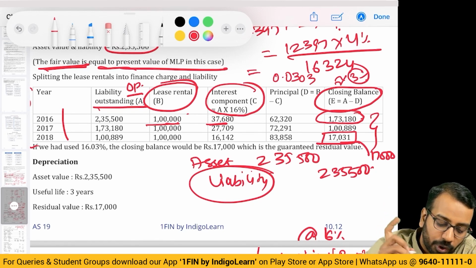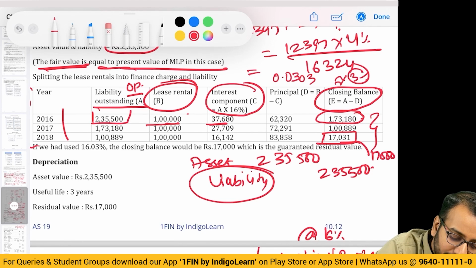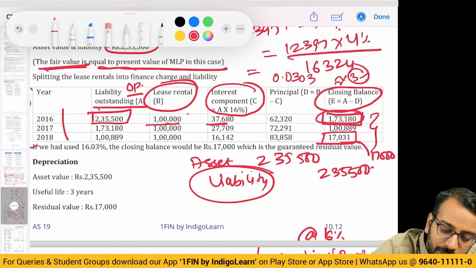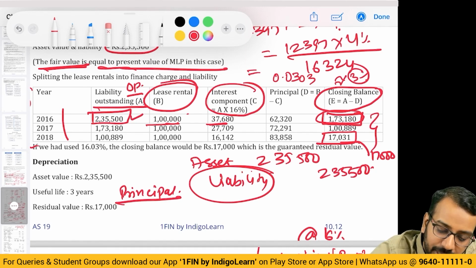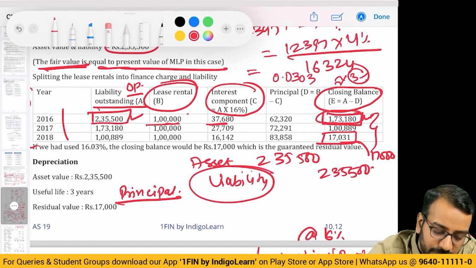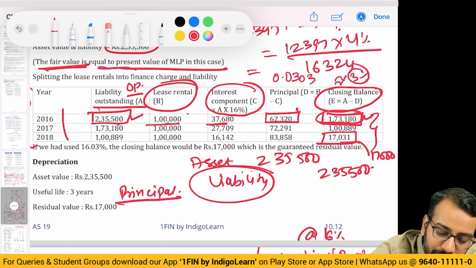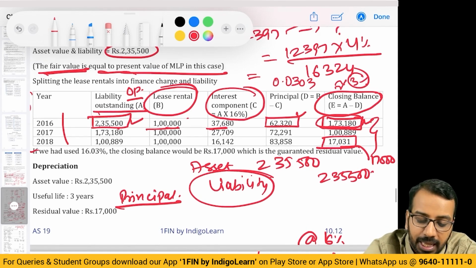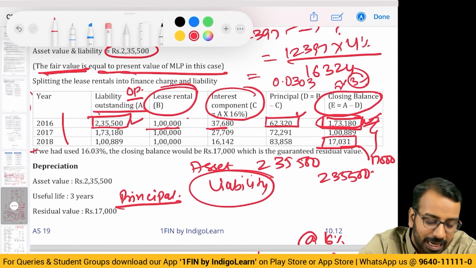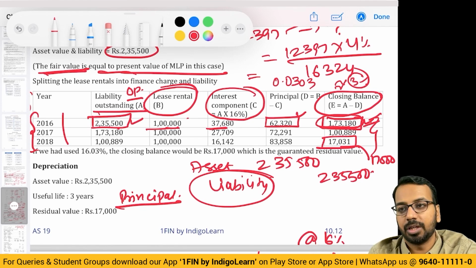Second thing is, what you need to understand is, my opening liability minus closing liability is principal. That is 235,500 minus 173,180. So 235,500 minus 173,180 is the principal payment 62,320. 62,320, and this is the closing balance. Like this, you will prepare for 3 years.